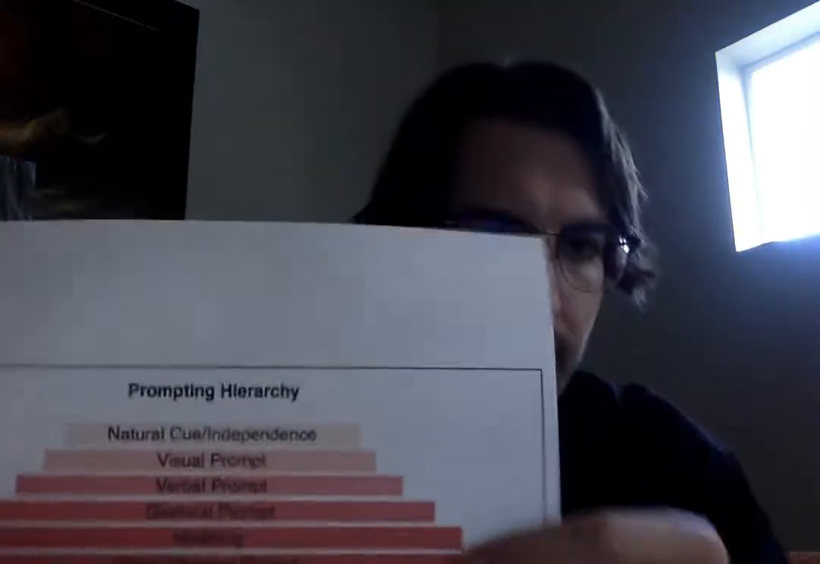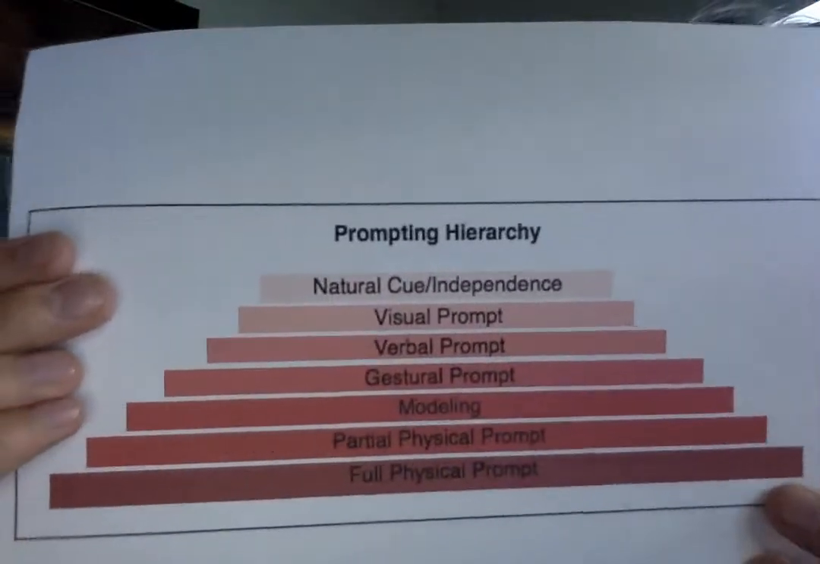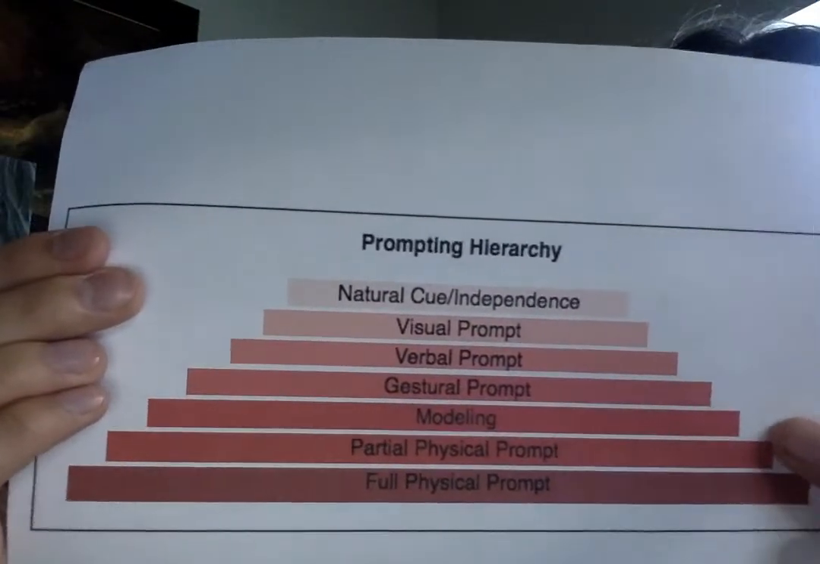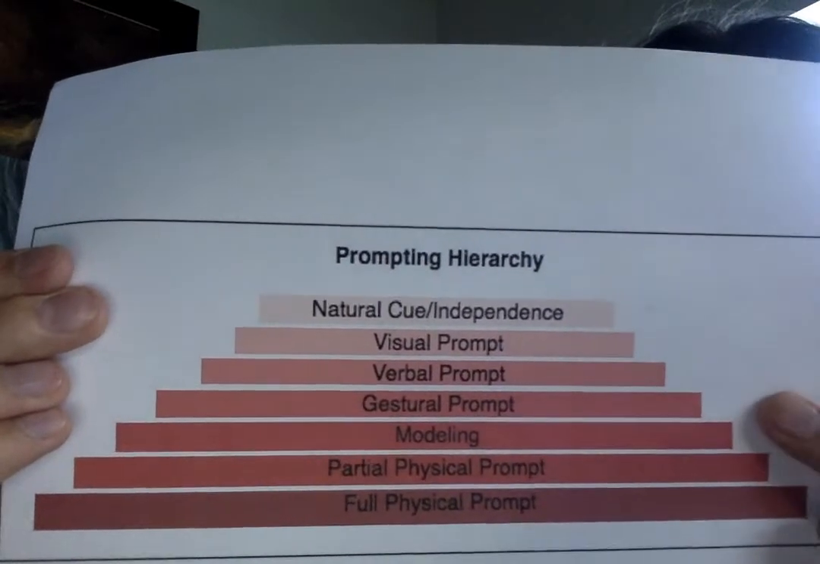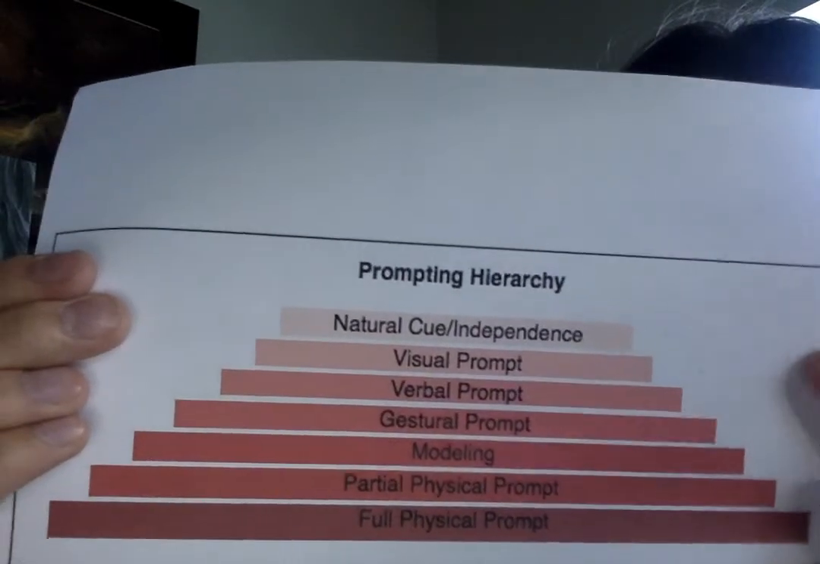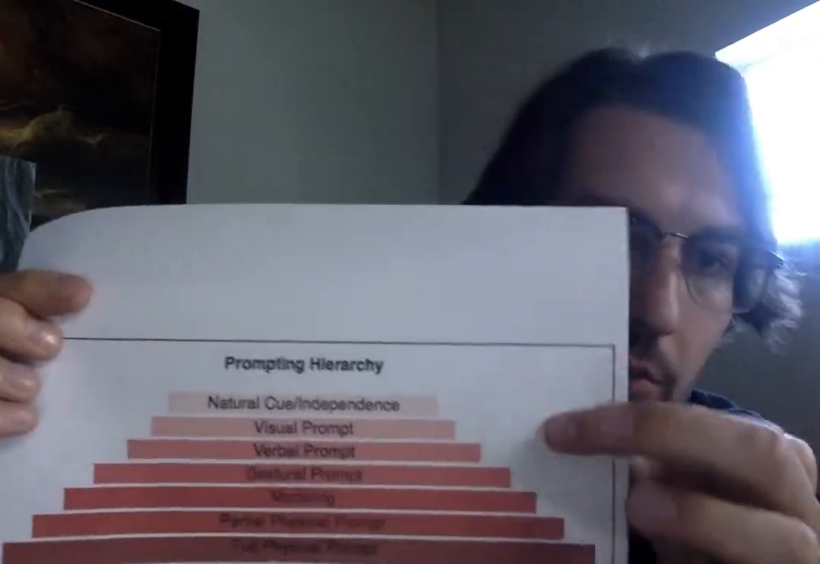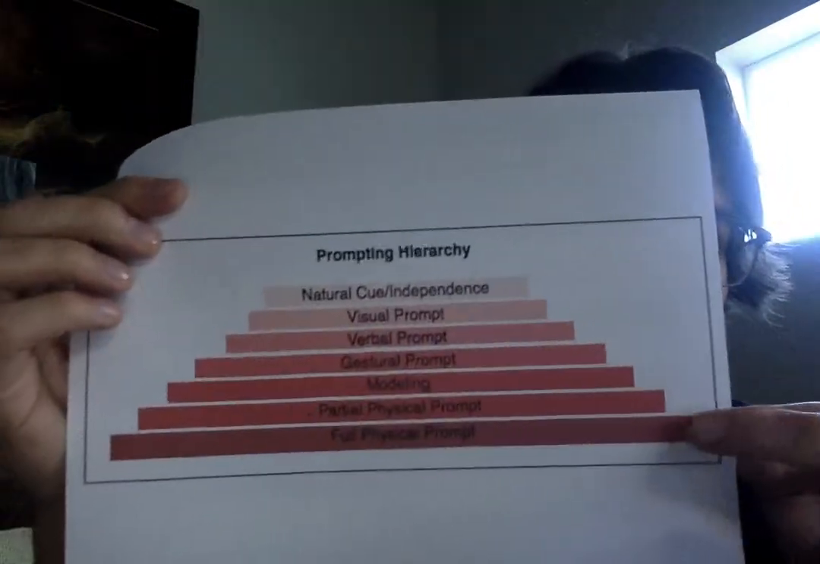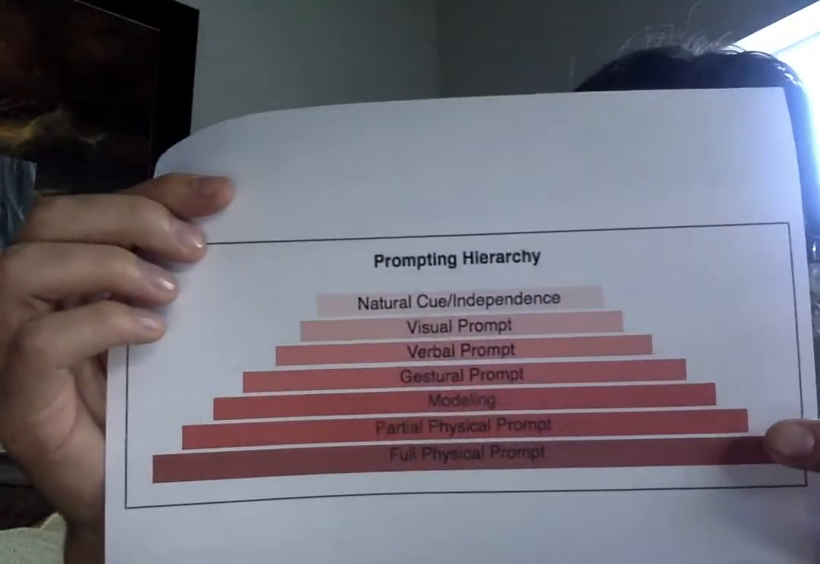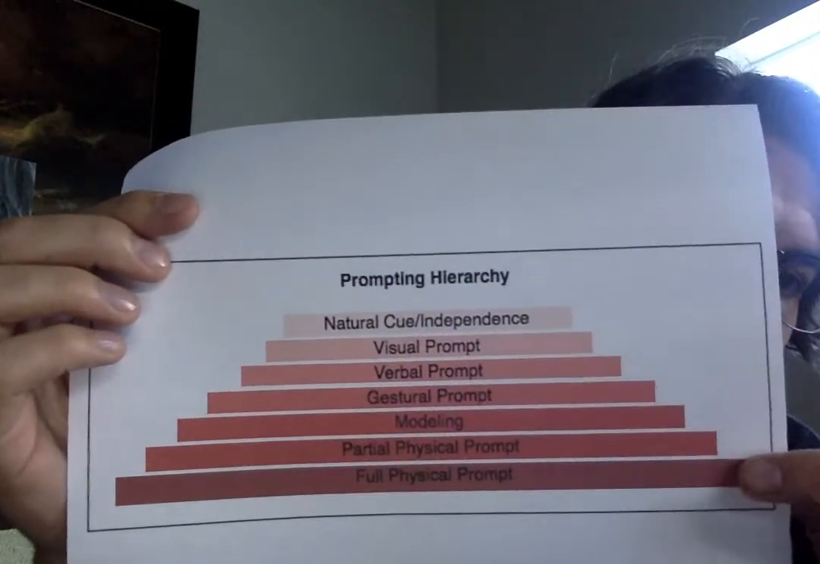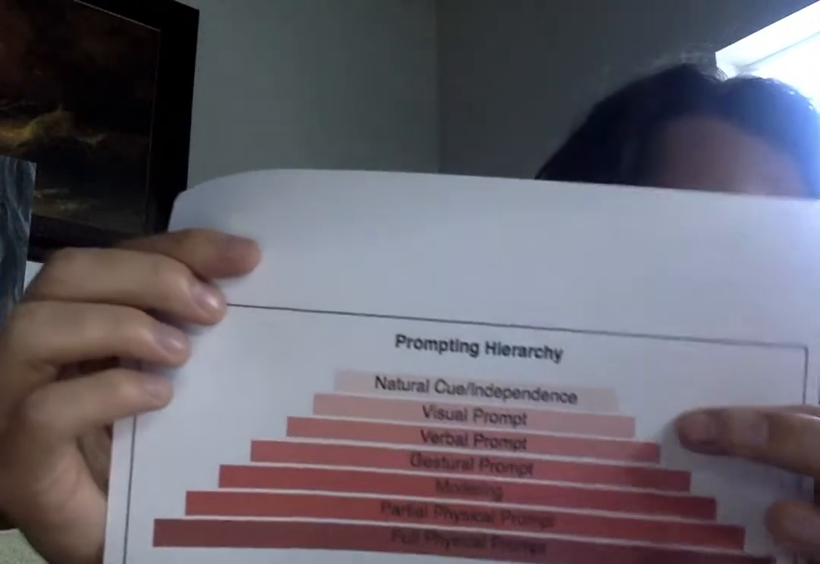And so the prompt hierarchy, there's 6 different prompts. So there's full physical, partial physical, modeling, gestural, verbal, visual, and natural cue, which would be independent. And so, as you can see here, moving from the bottom to the top would be most intrusive prompts to least intrusive. So most to least prompting.